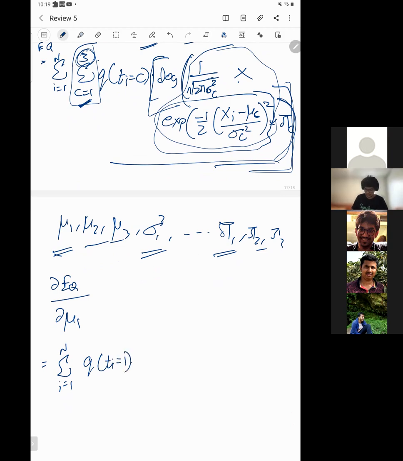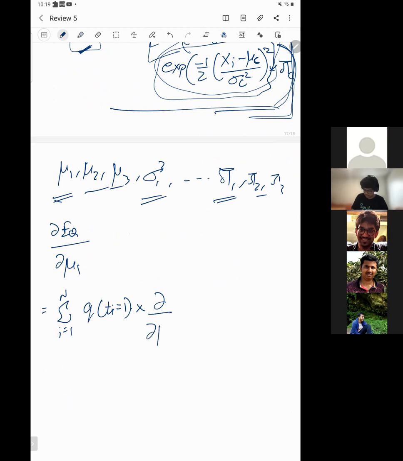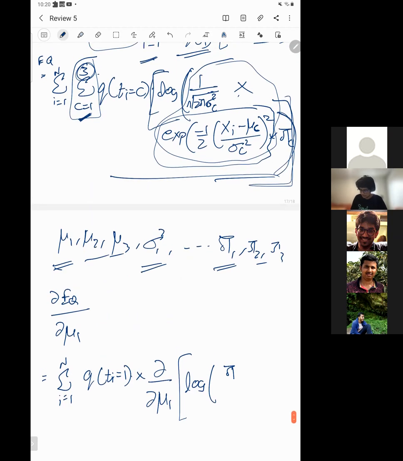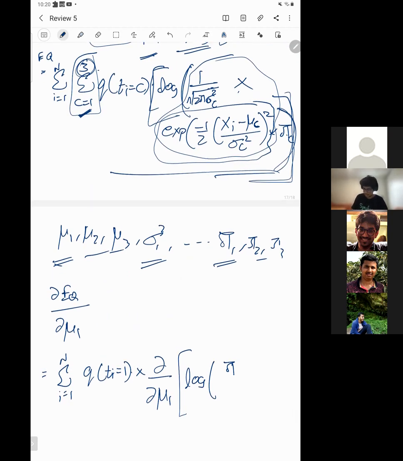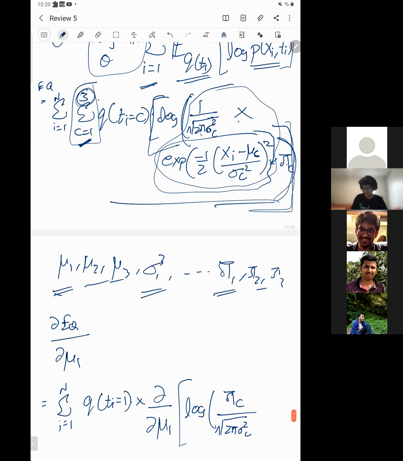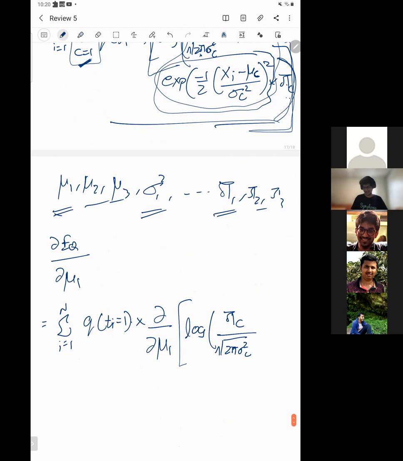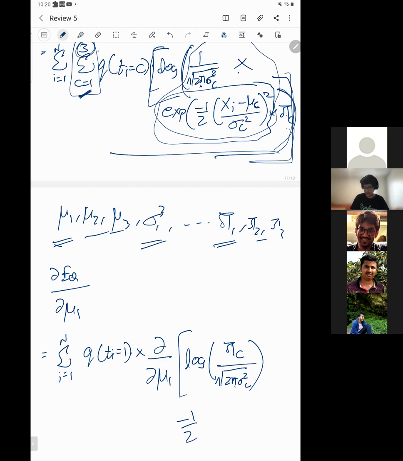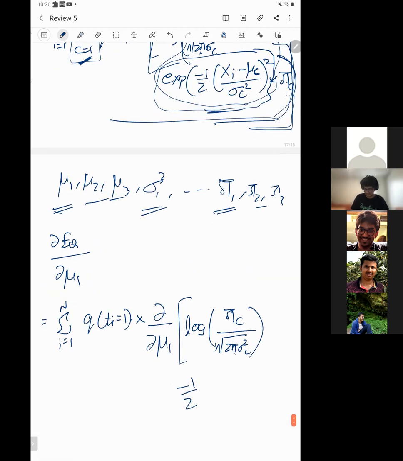This thing is independent of mu1, and then just taking the differentiation inside the summation, here you would have, writing this and this together, pi c times. By the way, this pi and this pi are different. This pi is the constant 3.1415, and this pi is a parameter of our discrete distribution. Then minus half, and the log of an exponentiation is just an identity function, so we retain this thing.